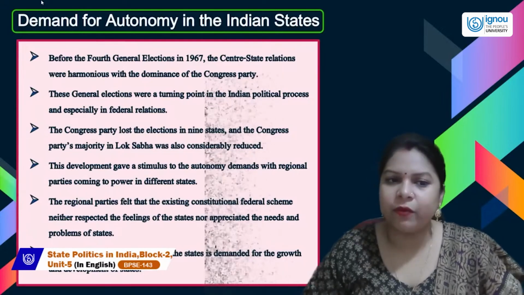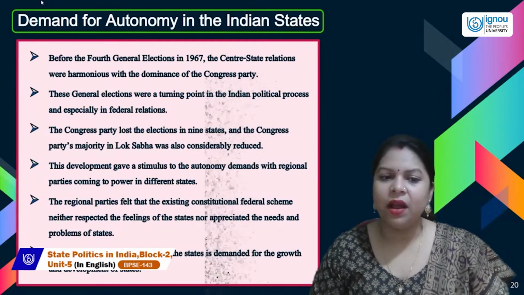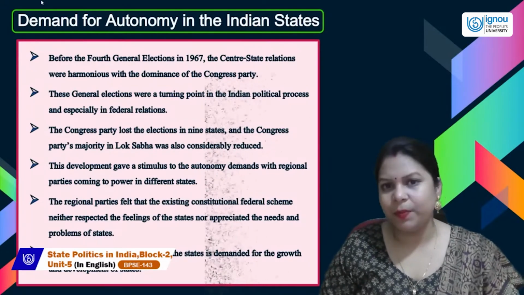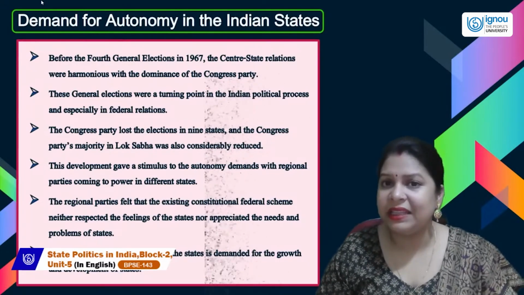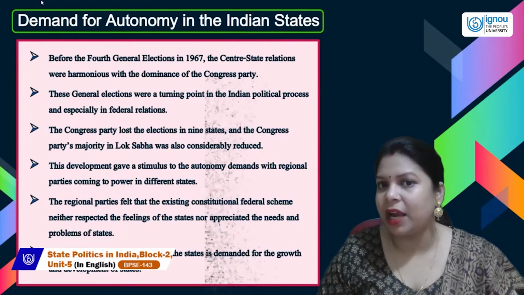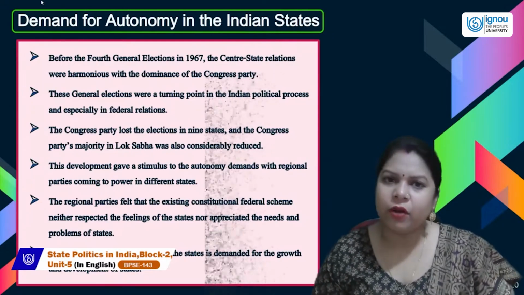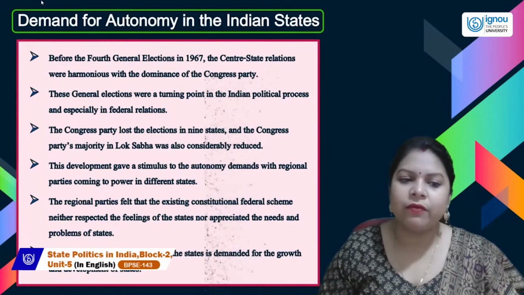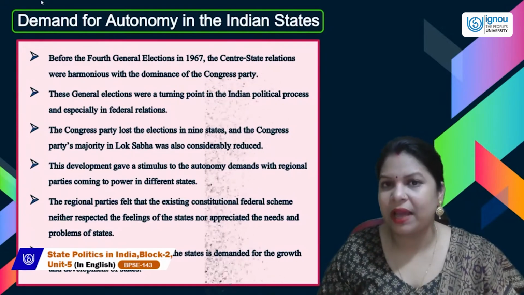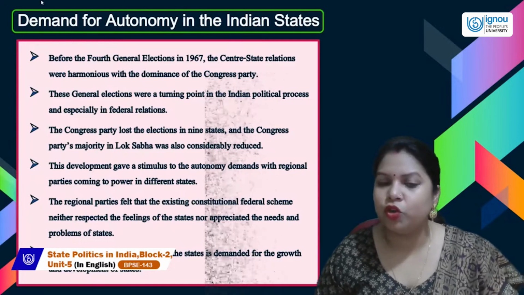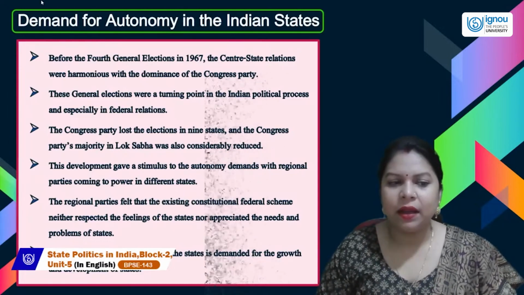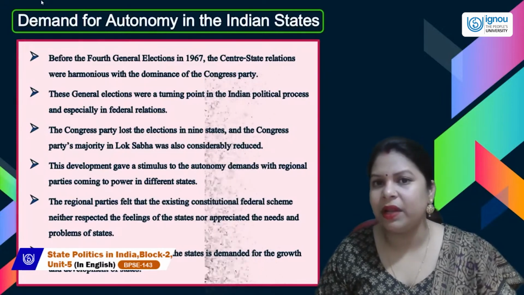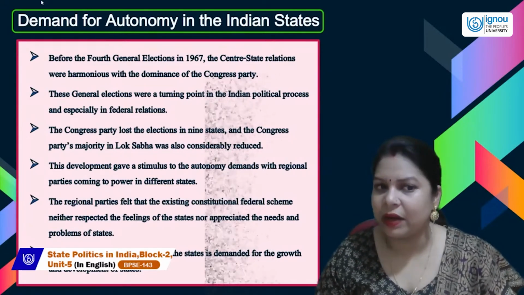So, the fourth general election of 1967 turned out to be a turning point in the Indian political process. The Congress party lost the elections in 9 states, which is a very big number at that point of time, because apart from 3 or 4 states, Congress was everywhere. So, losing 9 states back to back was a very big jolt for the Congress party, and the party's majority in Lok Sabha was also considerably reduced in that fourth general election.